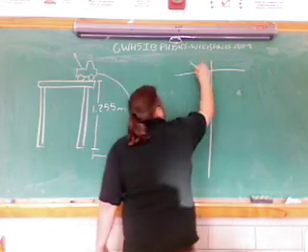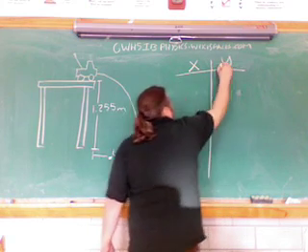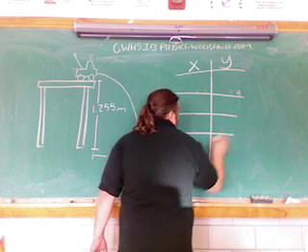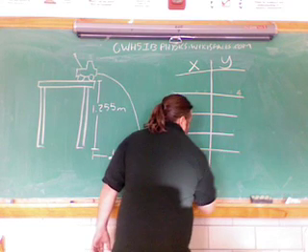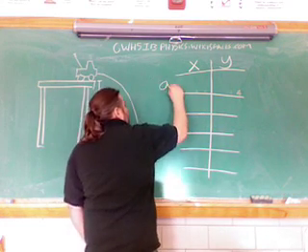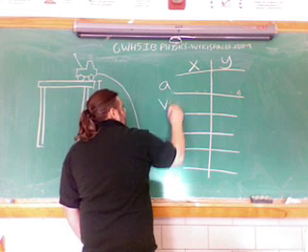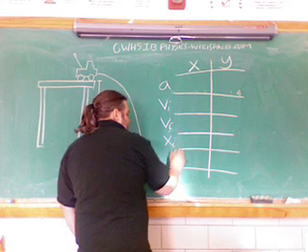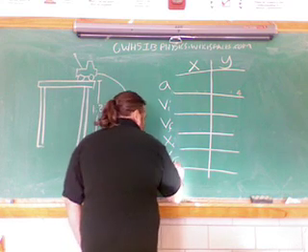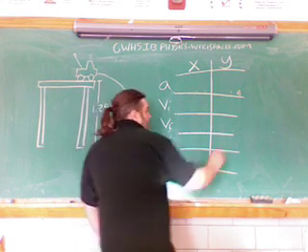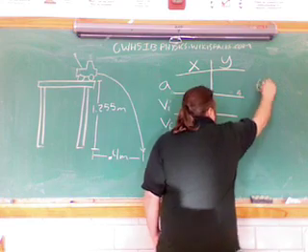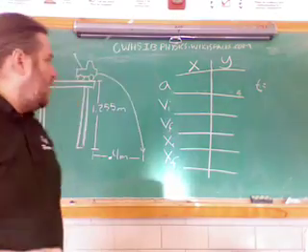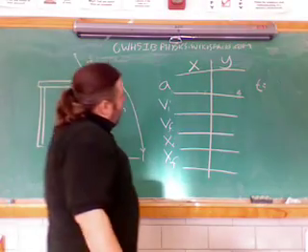X, y. So my acceleration, my initial velocity, my final velocity, my initial position, my final position, and lastly, time, which doesn't really go on the table because time is not a vector. Okay? So from that, I want to start filling out my charts.